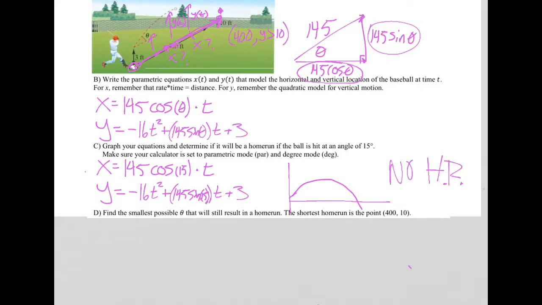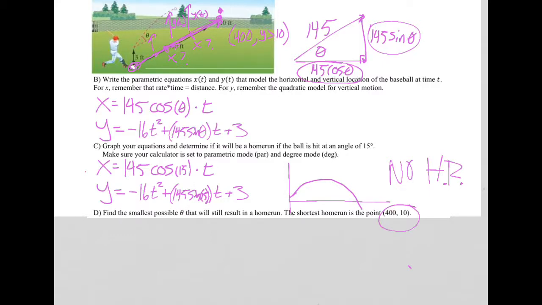Well, now we basically just want to go in and modify our angles, that 15-degree angle, try something different and see if we can get close to this point 400, 10. So let's just try a couple different angles and see what happens. 15-degree angle didn't get me far enough, so maybe let's try a slightly larger angle. Let's see what happens if we try 20 degrees.